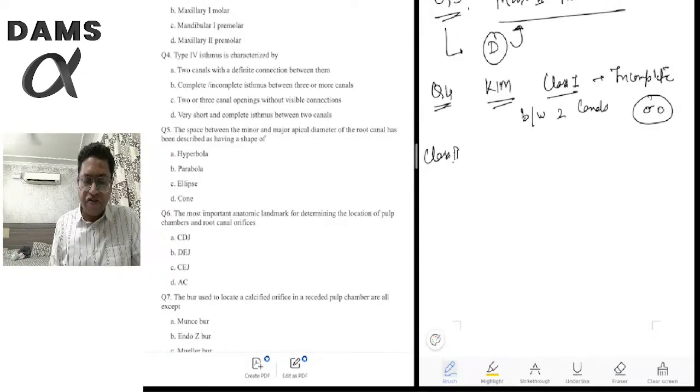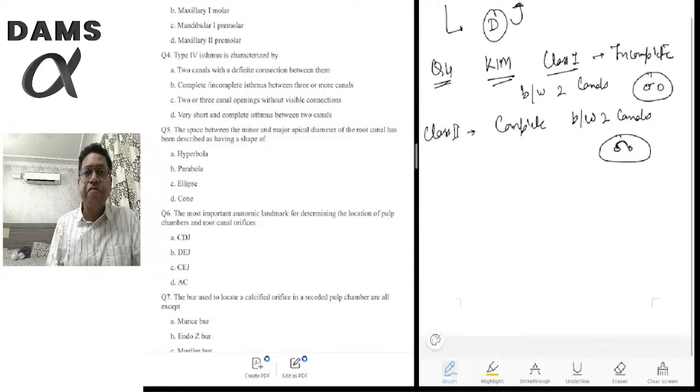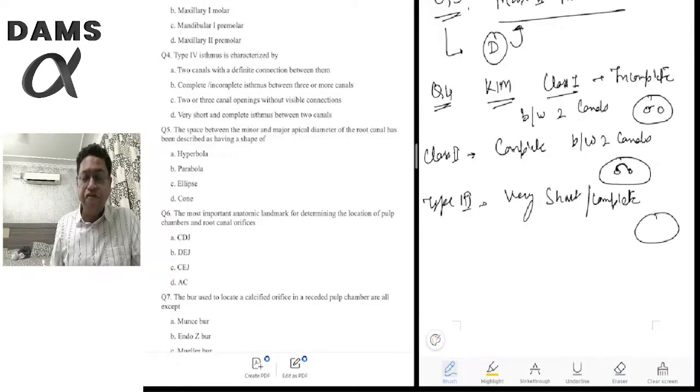What is class 2, or type 2 isthmus? Type 2 isthmus is a complete isthmus between again 2 canals. So there would be a single root, 2 canals, and a complete isthmus, type 2. What is type 3 isthmus? Type 3 is a very short but complete isthmus between again 2 canals. So there would be a single root, 2 canals, and a short, complete isthmus between them.